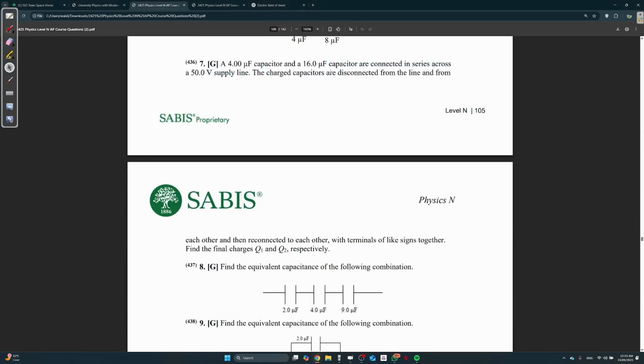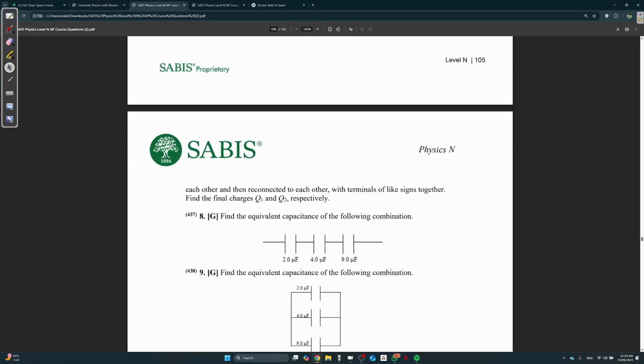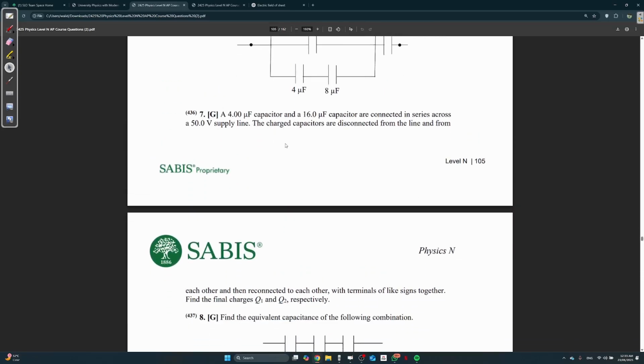Okay. A 4 microfarad capacitor and a 16 microfarad capacitor are connected in series along a 50 volt supply line. The charged capacitors are disconnected from the line and from each other and then reconnected to each other with terminals of like signs together. Find the final charges Q1 and Q2 respectively. Now this is a good question, so you need to know this.